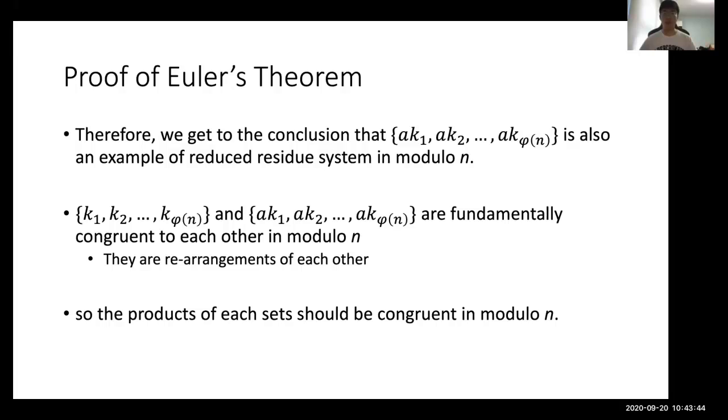So because they are both reduced residue systems of the same modulo, k1, k2 to k pi n and ak1, ak2 to ak pi n are fundamentally congruent to each other in modulo n. So they are just a rearrangement of each other, which will be something like 1, 2, 3, 4, and 2, 4, 6, 8, where 1 and 6 pair up, 2 and 2 pair up, 3 and 8 pair up, and 4 and 4 pair up. So the products of each set should be congruent in modulo n because they are basically congruent to each other.